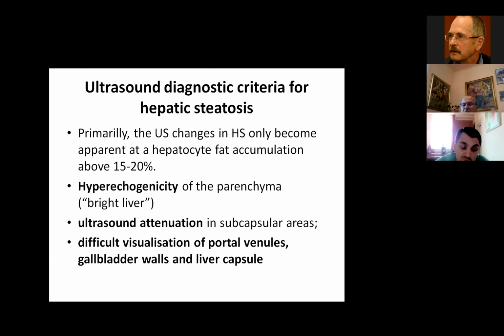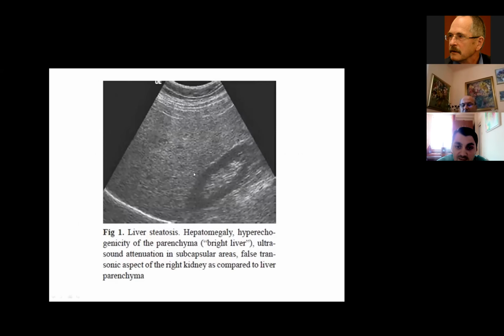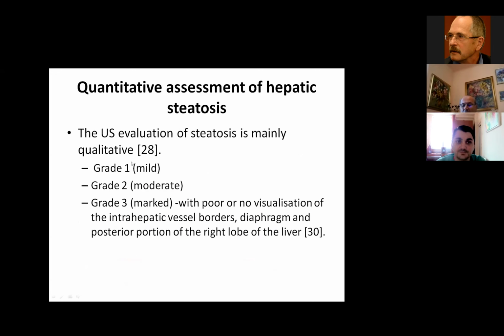We also have other criteria like the ultrasound attenuation and the difficulty of visualizing the other hepatic structures inside the parenchyma. So the bad acoustic window will appear. Like in this picture, you can see the brightness of the liver in contrast with the renal parenchyma. You can also barely depict any other structures inside the liver.